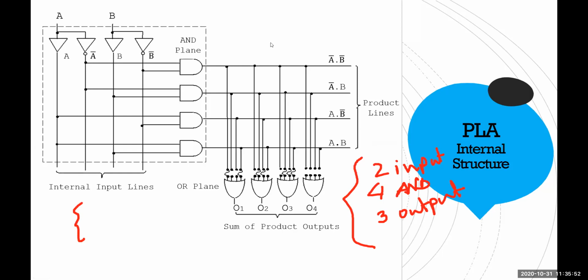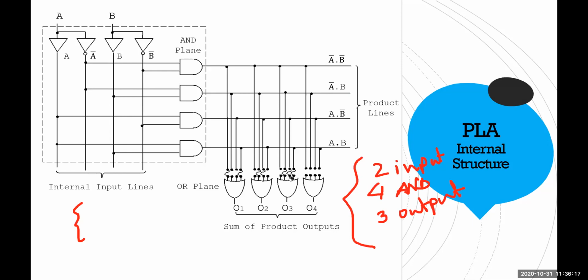Okay. Now let's do the programming. So here we need A bar, B bar. So the first one will be connected from A bar and B bar. Next one we need A bar B. Okay, fine. Next one we need A B bar. Fine. Next we need A B. Okay, the sequence is not a problem. You can do the sequence as you wish. No problem.